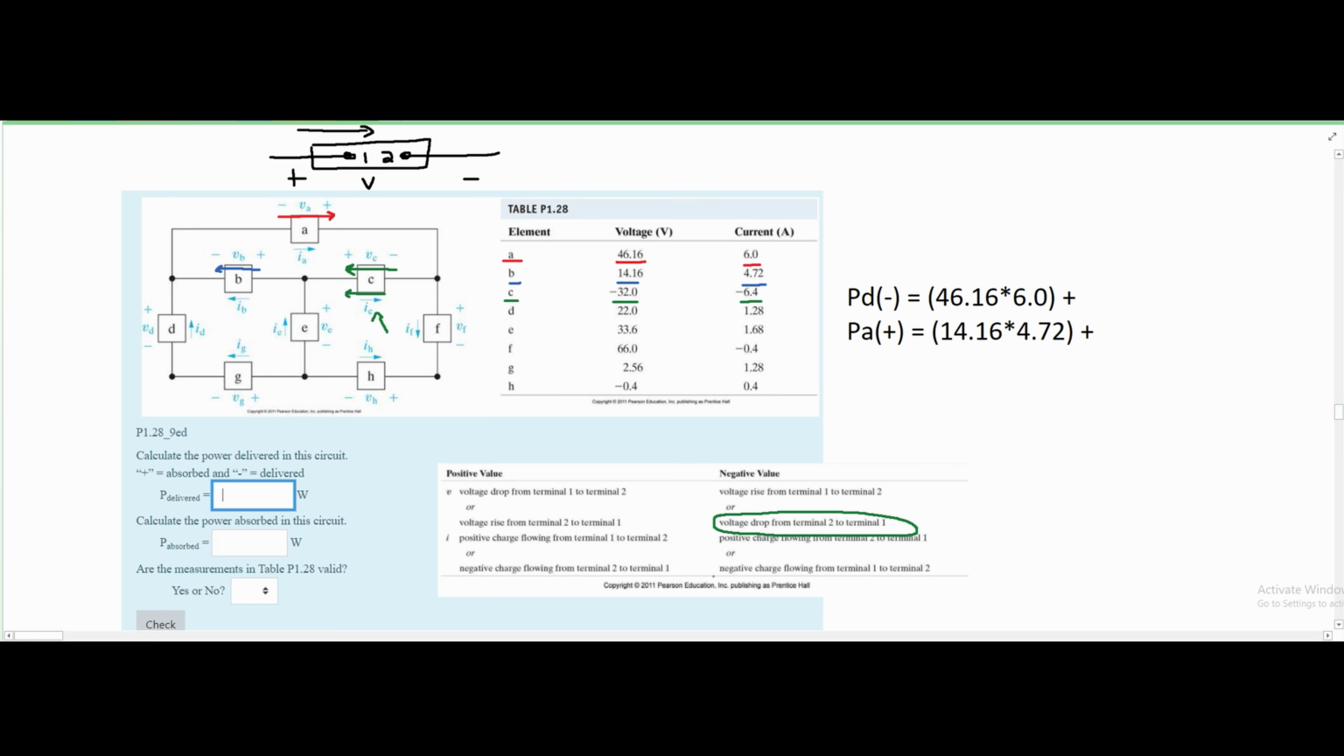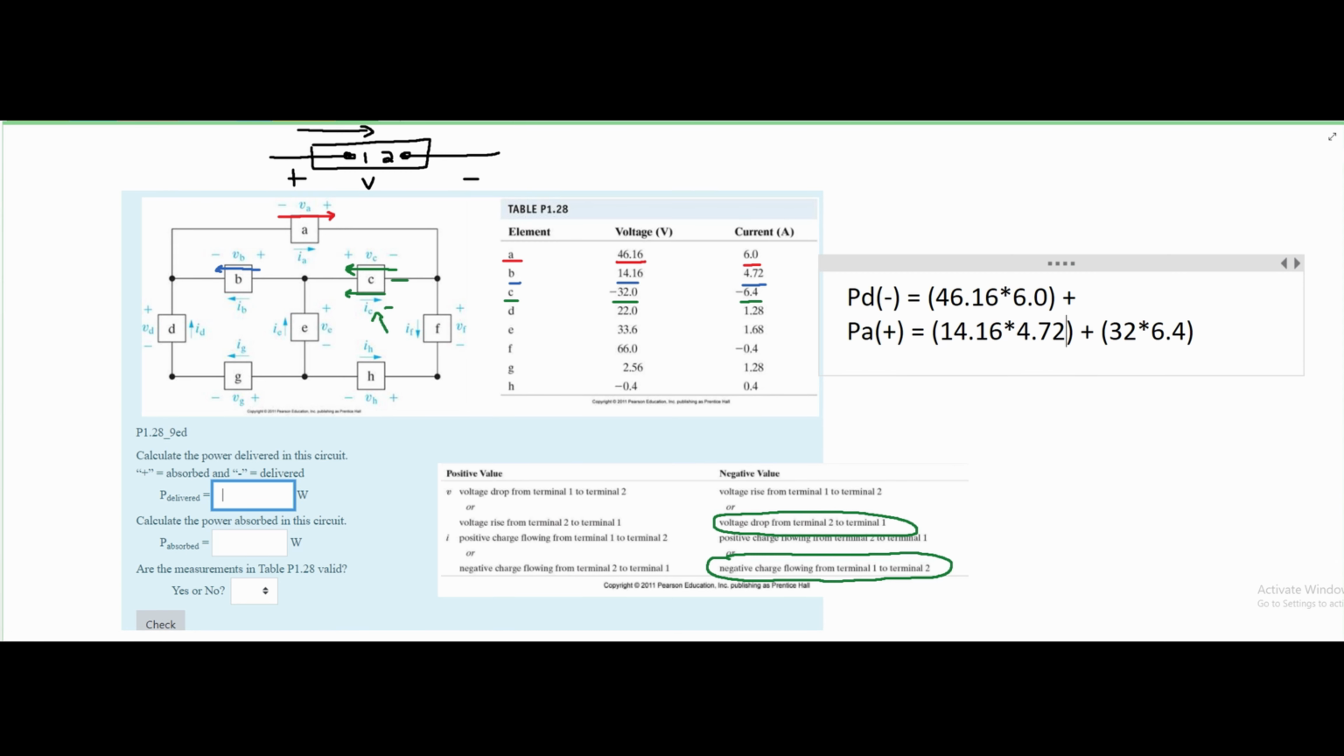So we have a negative charge, which would be this, flowing from terminal 1 into terminal 2. This charge is negative, this voltage is negative, so this will be the direction, these two right here. And since they're both going in the same direction, it's going to be an absorption. So for C, we are going to have 32 times 6.4. We don't include the positive or negative signs in here. We just have them all being added or multiplied and then added together, because the negative and positive signs in our table only indicate the flow of current or voltage drop or rise.